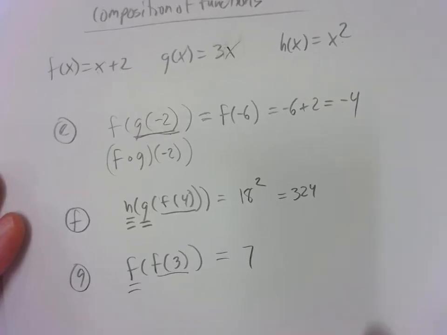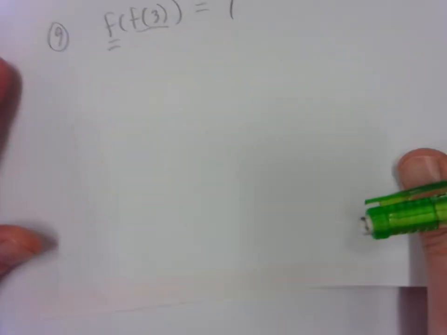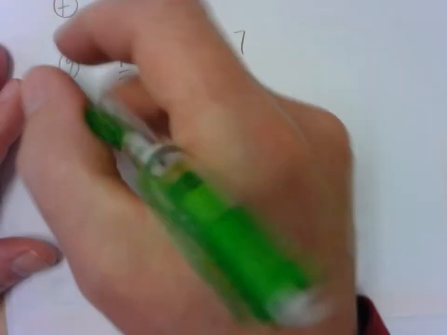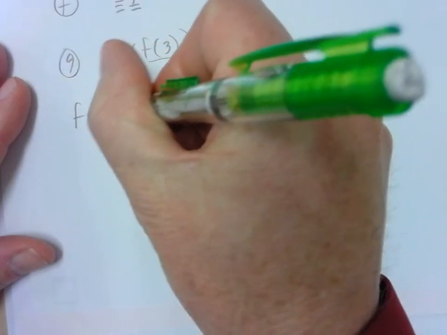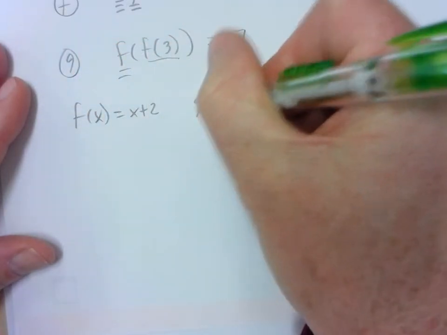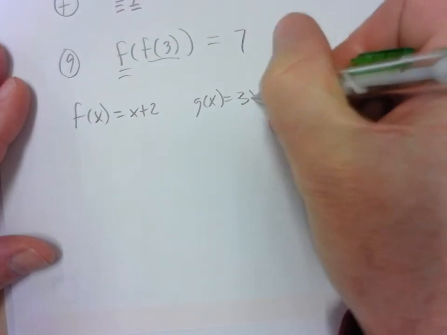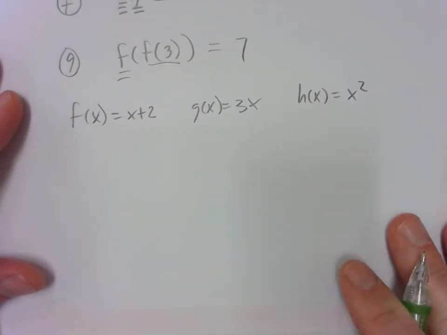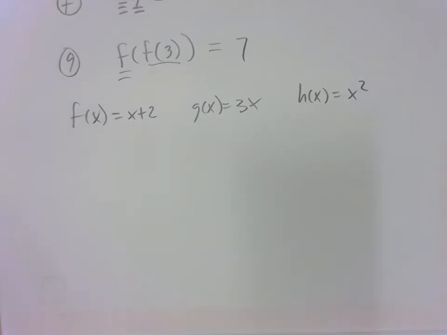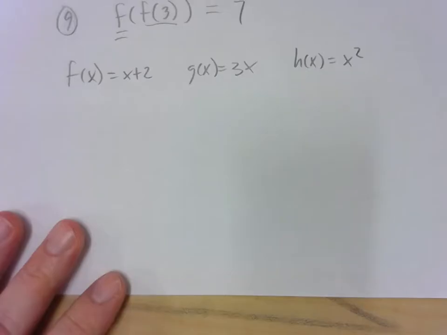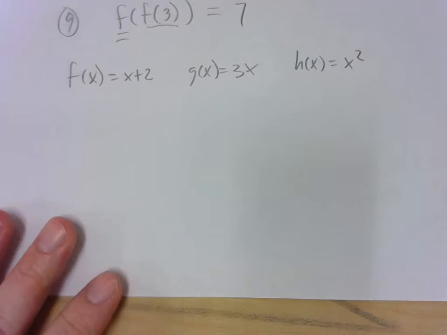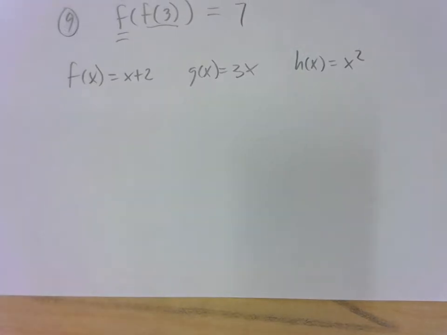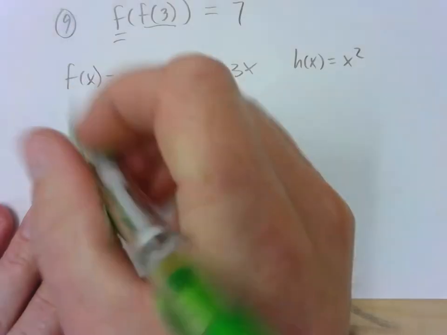Okay, we're going to do another thing with composition of functions. I'll just write them here on the bottom, but I'm going to repeat the things again. So we get f of x is equal to x plus 2, g of x is equal to 3x, and h of x is equal to x squared. The last part of composition of functions is actually to put one function inside of the other function.